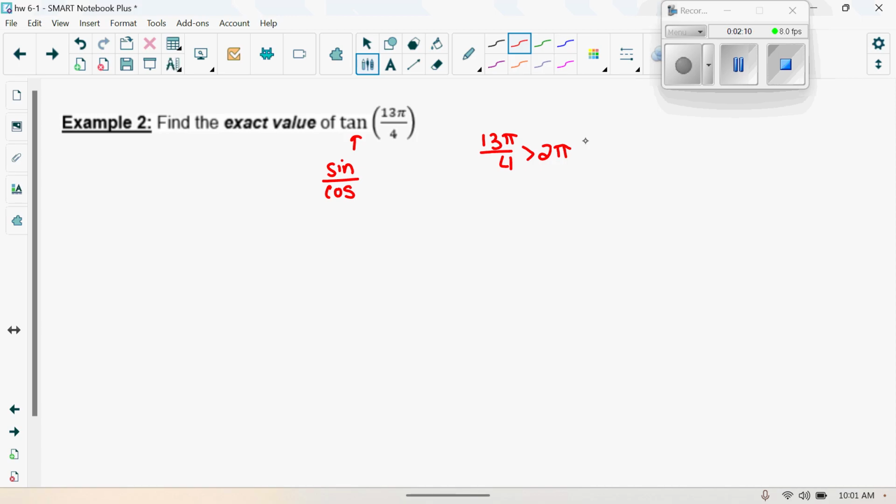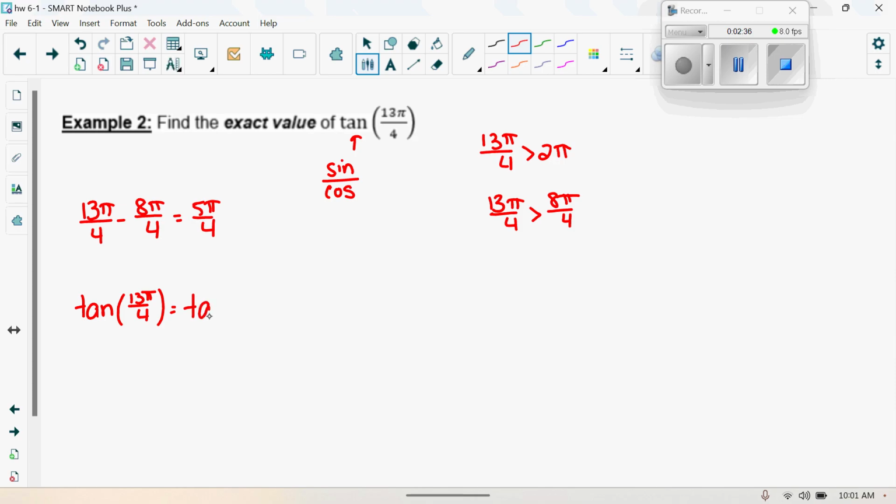So 2 pi is really 8 pi over 4, if I'm counting in pi over 4s just to make it easier. So I am going to do 13 pi over 4 minus 8 pi over 4, which gives me 5 pi over 4. So that means that the tangent of 13 pi over 4 is the same thing as the tangent of 5 pi over 4.